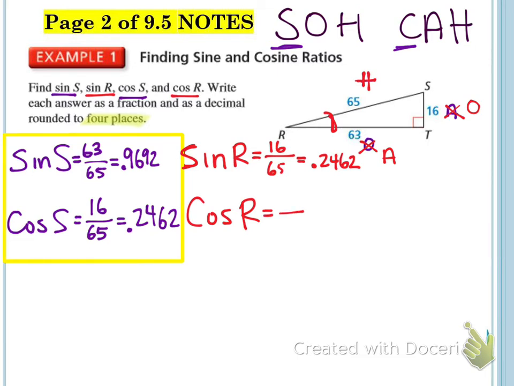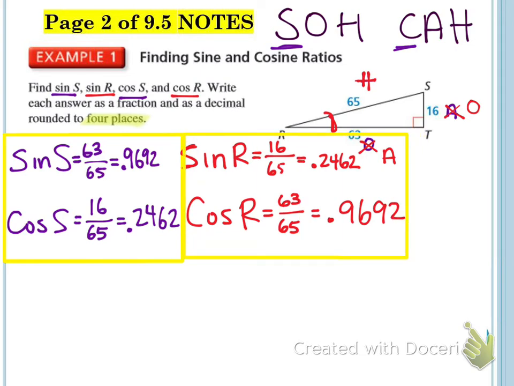And then cosine is adjacent over hypotenuse. So adjacent is 63. Hypotenuse is still 65. What is 63 divided by 65? 0.9692. So you should notice the repetition there. It's because there is a relationship between sine and cosine of R and S.